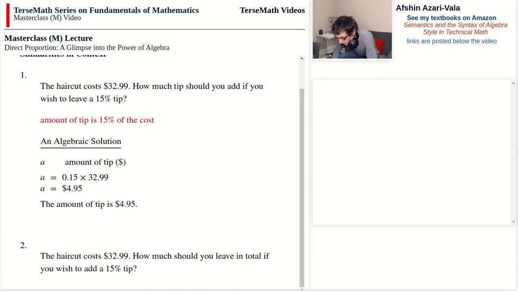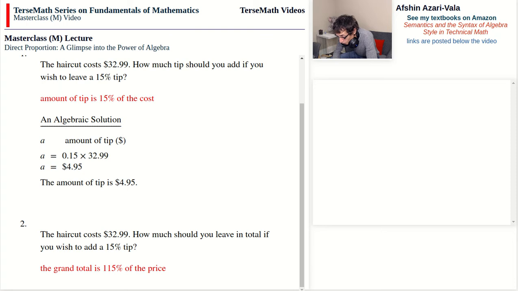Problem number 2, same haircut costs $32.99. How much should you leave in total this time if you wish to add a 15% tip? So problem number 1 was similar to an amount of tax problem. We only computed the amount of tip. Problem number 2 is similar to a grand total problem. And the key sentence here is that the grand total is 115% of the price. And in this case, perhaps we should say the cost.